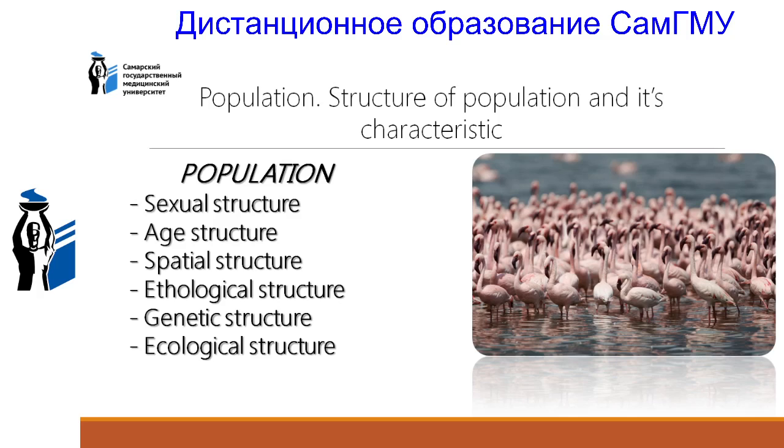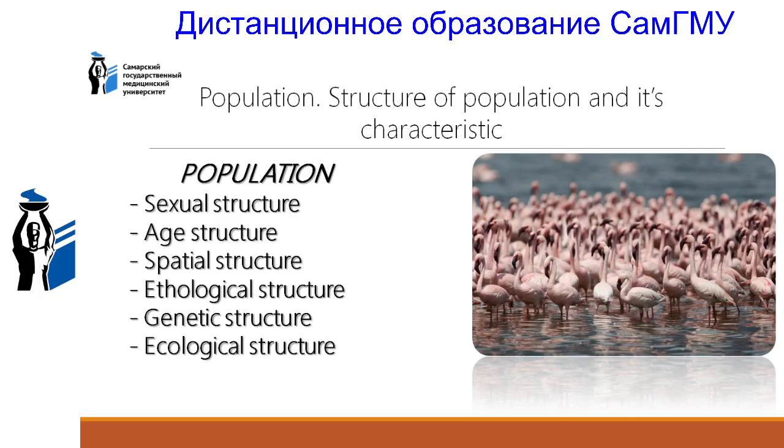Long-lived and multiplying species develop a relatively stable population structure with long-term existence of different generations. In species with a short period of adulthood, a significant part of the population changes annually. The age structure of a population is a highly volatile characteristic.